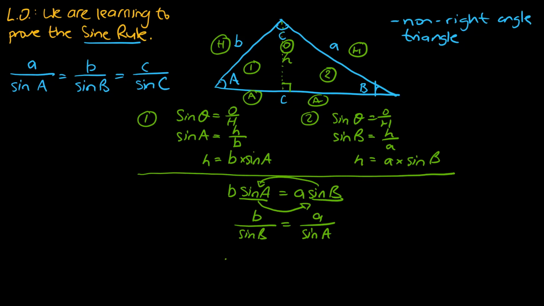And that there is our proof that using the right angle triangle rules, we can develop our sine rule, which applies to non-right angle triangles. So therefore, a divided by sine A is going to be equal to b divided by sine B, which will be equal to c divided by sine C.